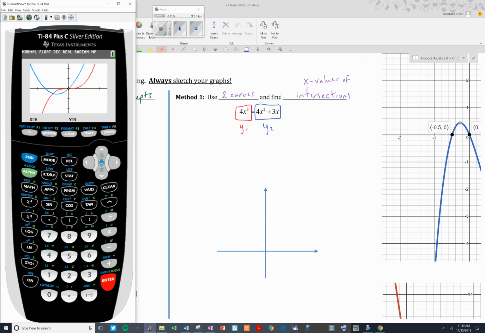So I'm going to change my window to go all the way out to, let's go out to 5 on the x-axis. And now it should hit all those intersections. There's 1, 2, and, oops, I got to go higher on my y-axis there.